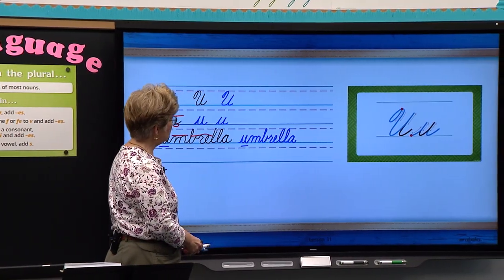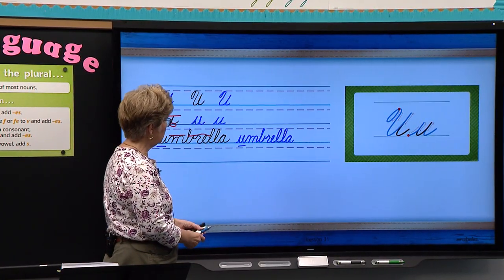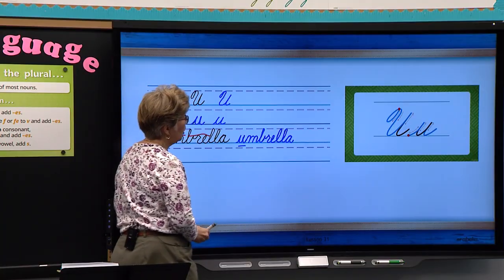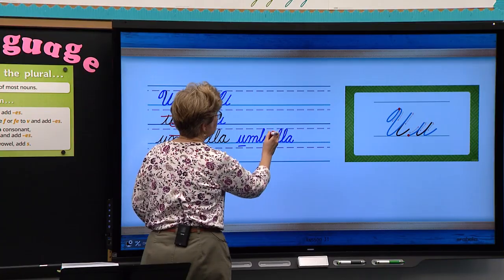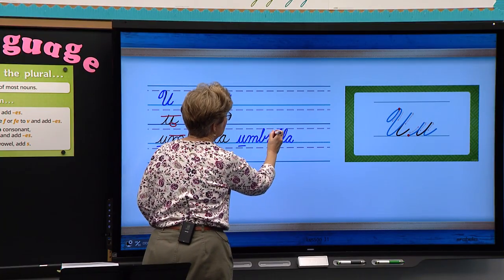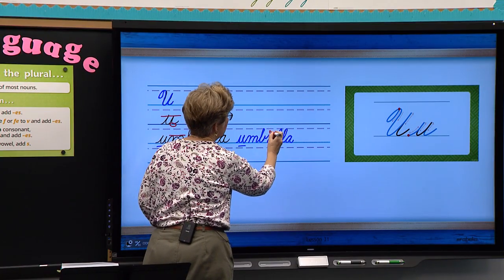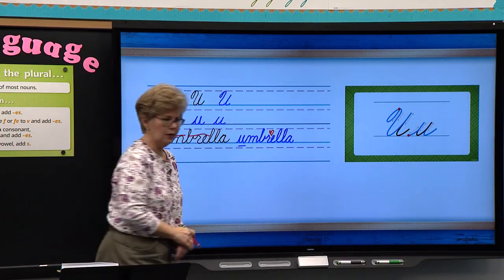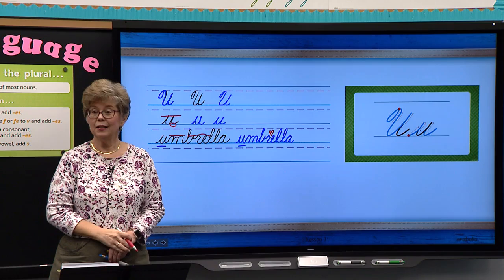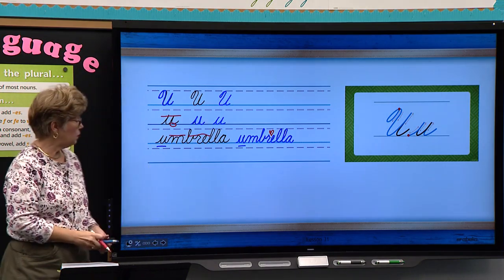As I look at these letters in the word umbrella, probably about the best part of this word would be the R and the E, that connection right there. So I'm going to put a tiny little heart beside it, or a tiny little smile.